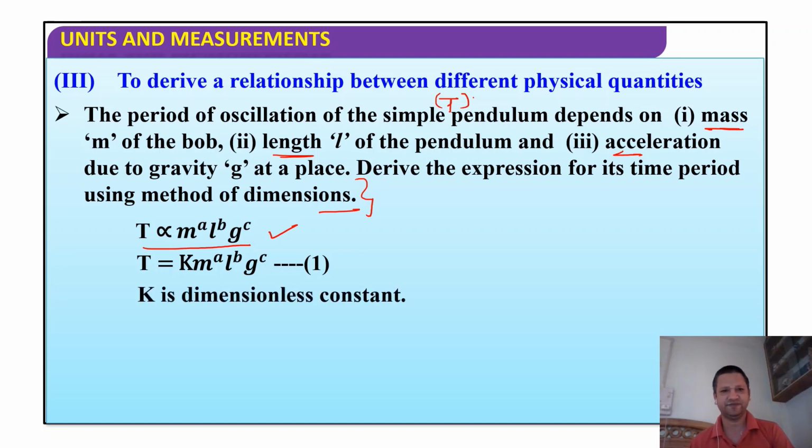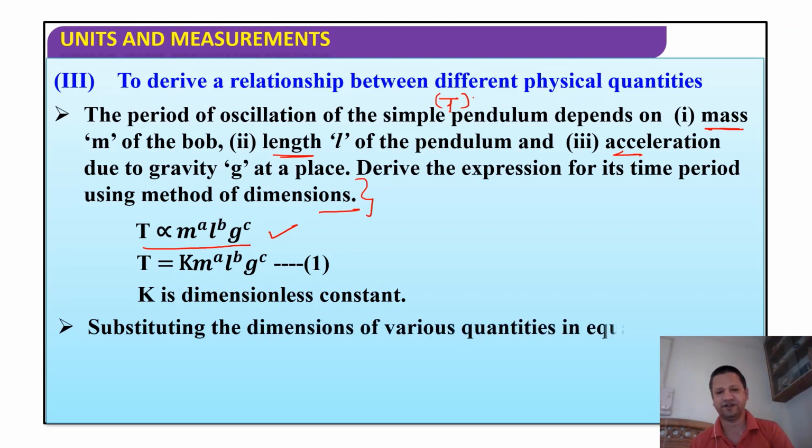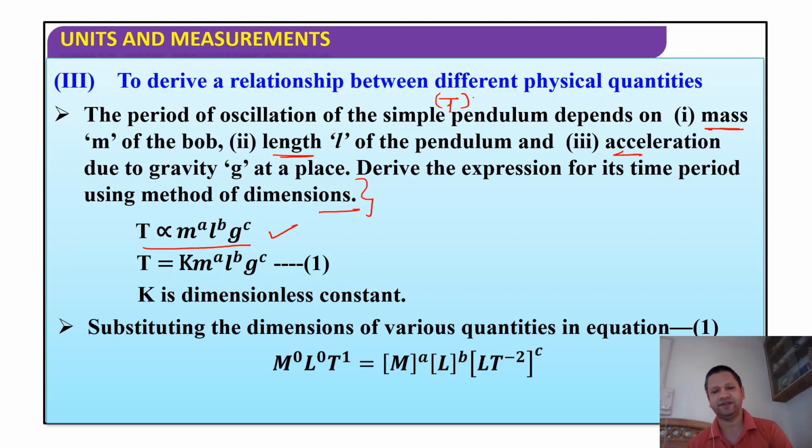So let us take k as a dimensionless constant, and substituting the dimensions of the various quantities, on the left hand side we have only T, so M^0 L^0 T^1. On the right hand side there is no need to consider k: m raised to the power a, l raised to the power b, g is for acceleration, it is LT^-2 raised to the power c. Now the next step is very important, equating the powers of M, L and T on both sides. Before proceeding, we put all the terms together: M raised to the power a on the right hand side, L raised to the power b plus c. I think it is clear.